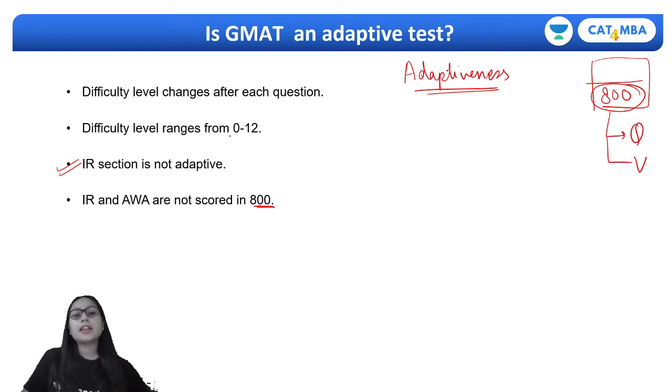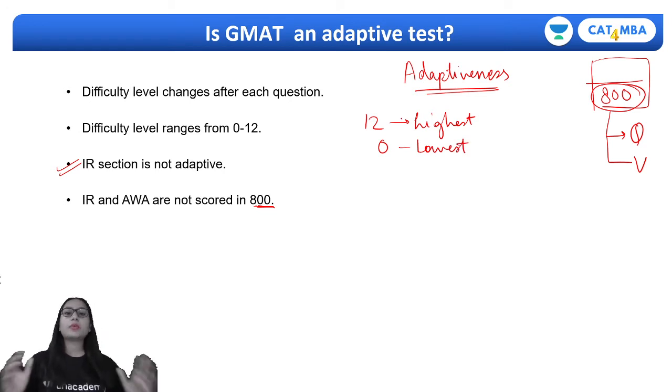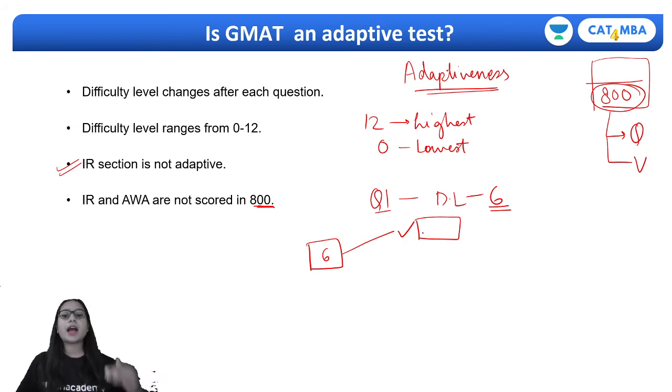So the difficulty level ranges from 0 to 12 in the quant and verbal section, 12 being the highest. So the question of difficulty level 12 is the highest and 0 is the lowest. So the first question, just imagine you are giving GMAT and a question comes on your screen. The first question that will come on your screen would be of difficulty level 6. Suppose if you answer this question correctly, then the next question that comes on your screen would be of higher difficulty level, maybe 7 or 7.5.